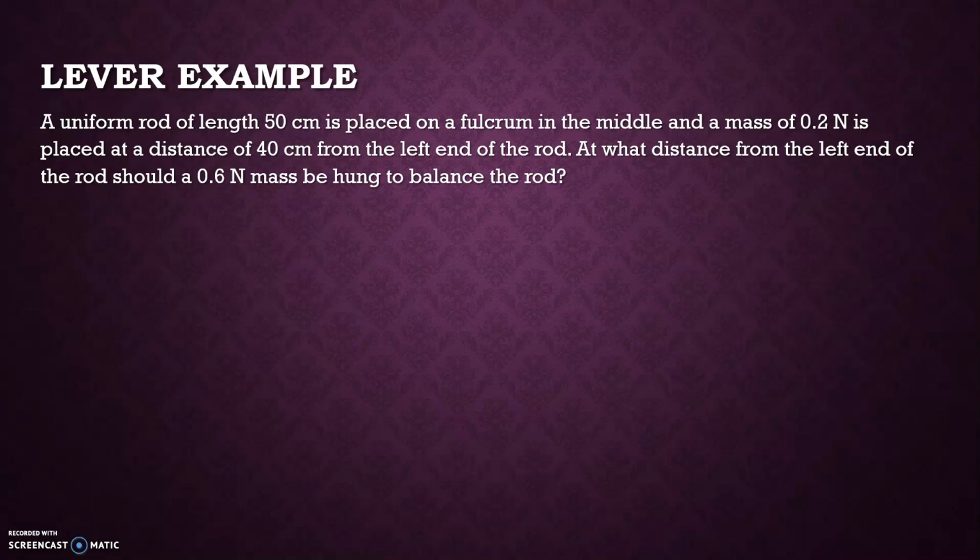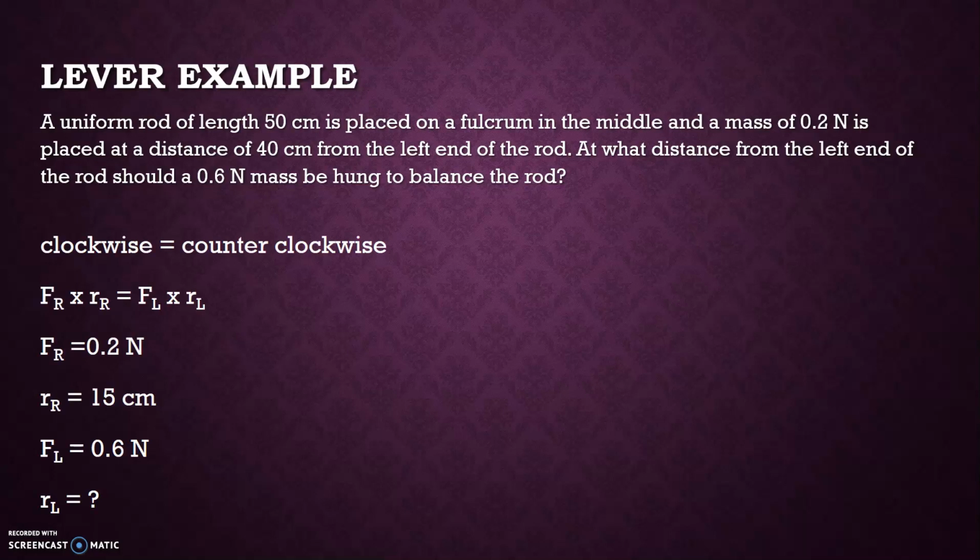So let's do an example. A uniform rod with a length of 50 centimeters is placed on a fulcrum in the middle, and a weight of 0.2 newtons is placed at a distance of 40 centimeters from the left end of the rod. At what distance from the left end of the rod should a 0.6 Newton weight be hung?